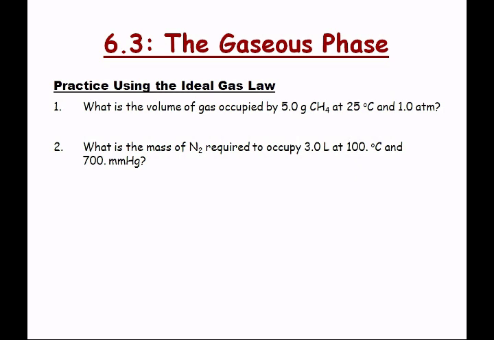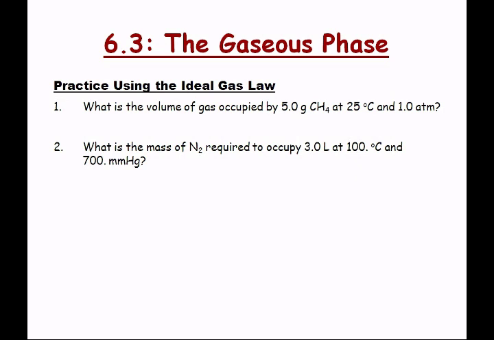What's the volume of gas occupied by 5 grams of methane, and so on. Okay, so we're going to want to use PV equals nRT. The first thing I always do is write down P, V, and T here, instead of setting them equal to something.